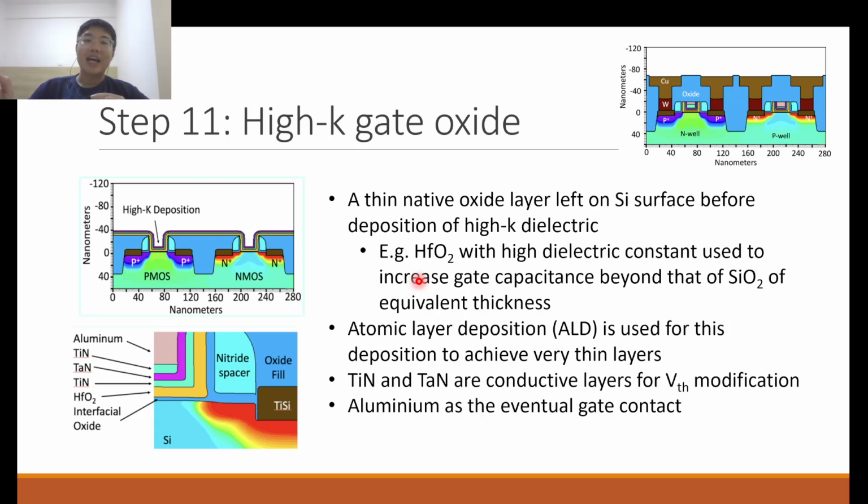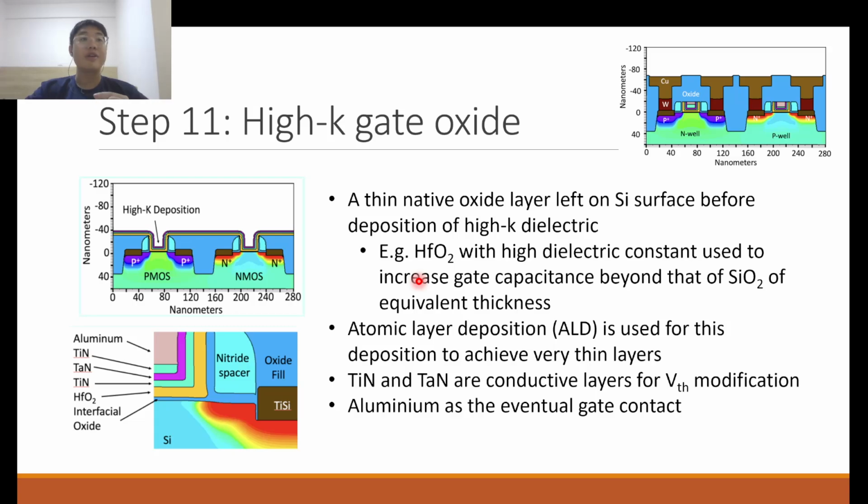So what is high-K, right? Earlier we talked about the gate oxide being things like silicon dioxide. However, the problem with silicon dioxide is that its dielectric constant is not particularly high, and as a result, to get a high gate capacitance, we need a very thin layer, right?